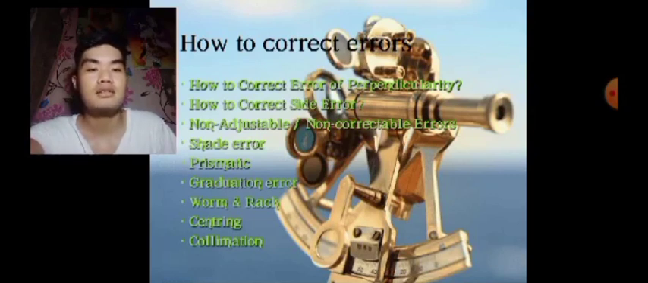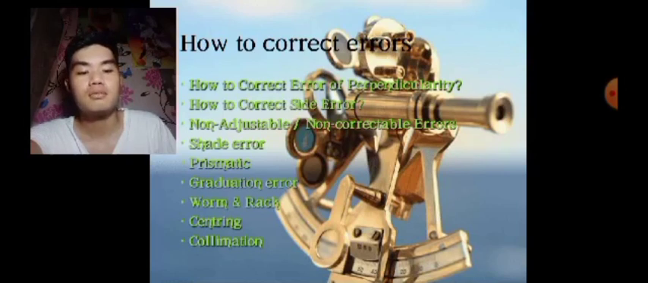Next is how to correct side error. For side error, the index bar must be at 0, always 0. Next is non-adjustable, non-correctable errors. We can't correct these errors. All non-correctable and non-adjustable errors will be mentioned in the certificate inside the sextant box.